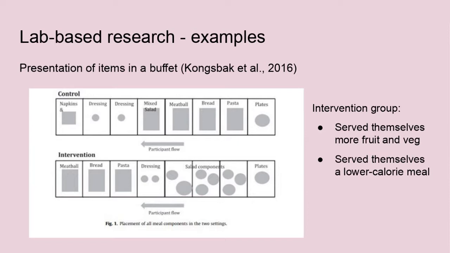And there were two different buffets. The control buffet was, I guess, what's perceived to be the normal standard buffet that you might get. You'd start at the end that says plates at the right hand end, and then move along the buffet. So you've got the pasta, the bread, the meatballs, and so on. And then you've got the salad. And then they changed things around a bit and put the salad first, and they wanted to see how this impacted on people's choice of food. What they found was that people who had the salad first actually served themselves more fruit and vegetables, and they measured the energy intake of people who had both buffets and found that they had a lower calorie meal if they had the salad first as well.